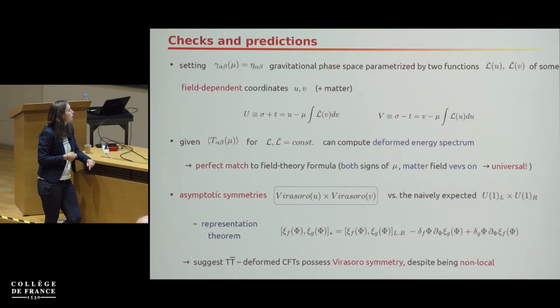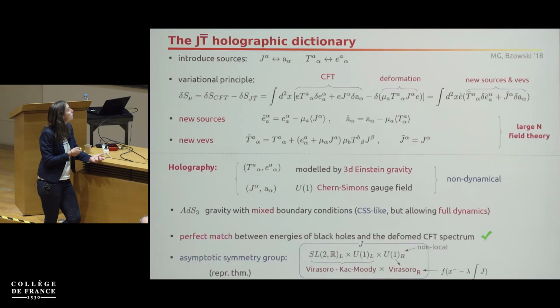And this result basically is a first suggestion that TT bar deformed CFTs possess Virasoro symmetry despite being non-local. We can do very similar things for JT bar. So we do this variation principle business. We get some new sources that are shifted by the waves.